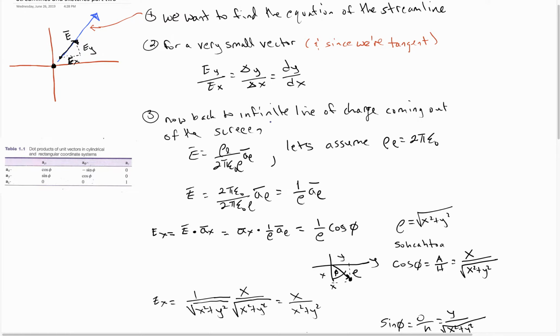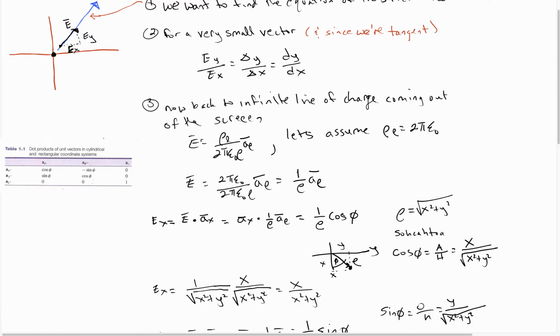Now if we go back to the equation for an infinite line of charge coming out of the screen, and here I wrote it again, the electric field intensity is rho L over 2 pi epsilon rho. In the book they say, let's make it easy, and we'll assume that rho L is equal to 2 pi epsilon. So this cancels out with this, and all we're left with is the electric field for this one particular case equal to 1 over rho a rho.